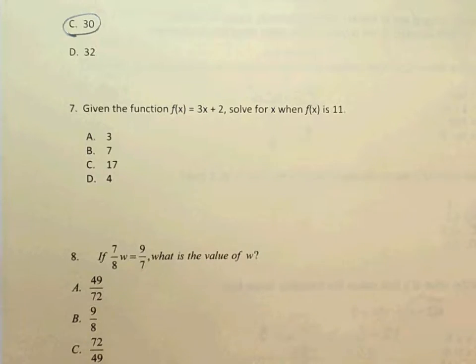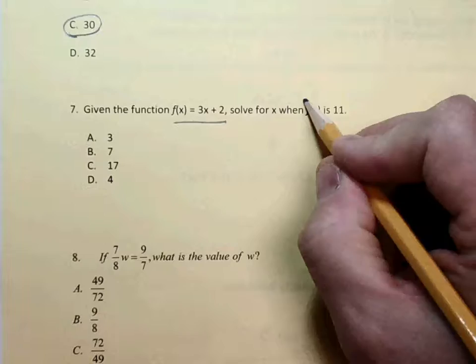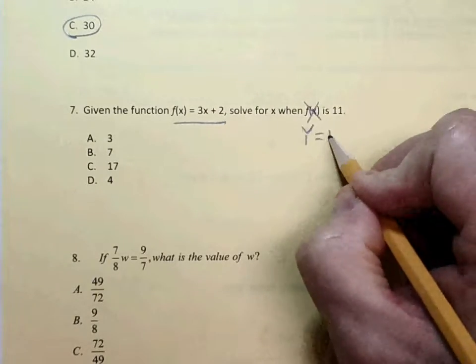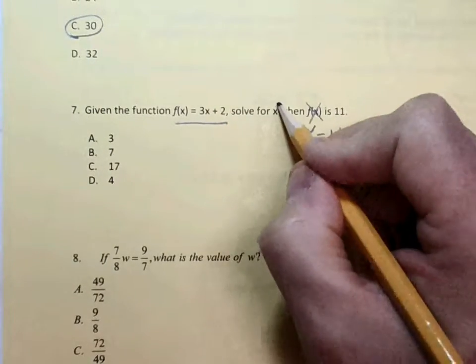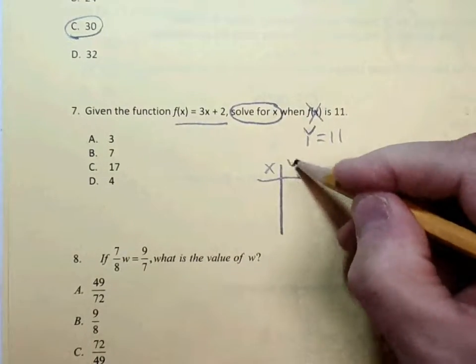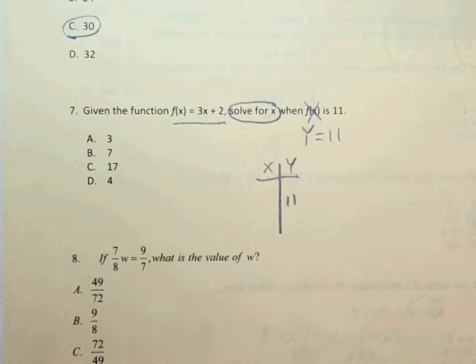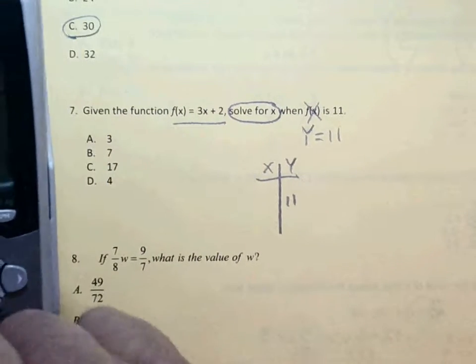All right, on this one, I see an equation. Again, f of x is the same thing as y, so y is 11. So I'm finding an x. So when I go to my table on my calculator, I want the 11 to be in the y column.